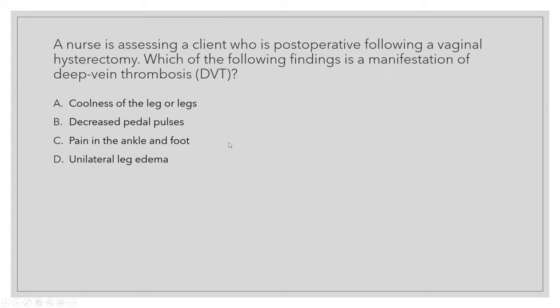So coolness of the leg or legs is not what we would expect. We would expect warmth in that leg. Decreased pedal pulses isn't related to DVT. We wouldn't expect that finding. Pain in the ankle and the foot is incorrect. We would expect pain in the calf. And then unilateral leg edema is one of our hallmark signs, right, of a DVT in the leg. And then what puts her at risk for having a DVT? Any ideas?